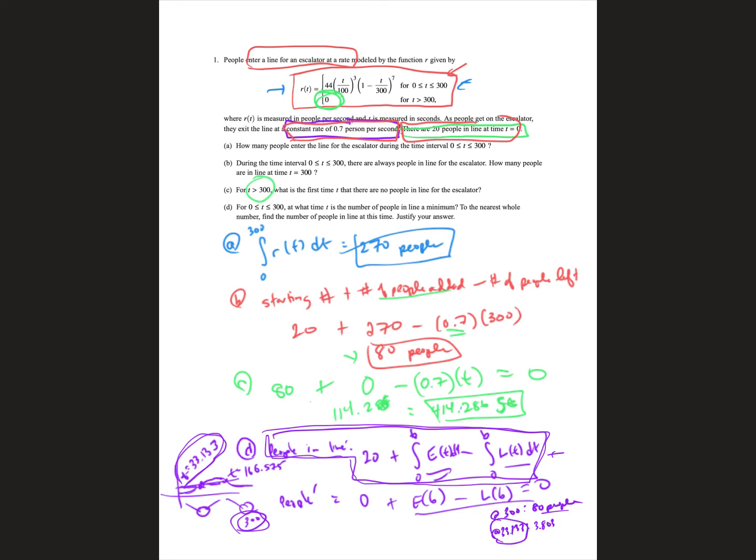Now notice, it says to the nearest whole number, find the number of people in line at this time. So the nearest whole number there would be 4 people in line. And then the justification, you could say use the candidates test. So that's the second problem.